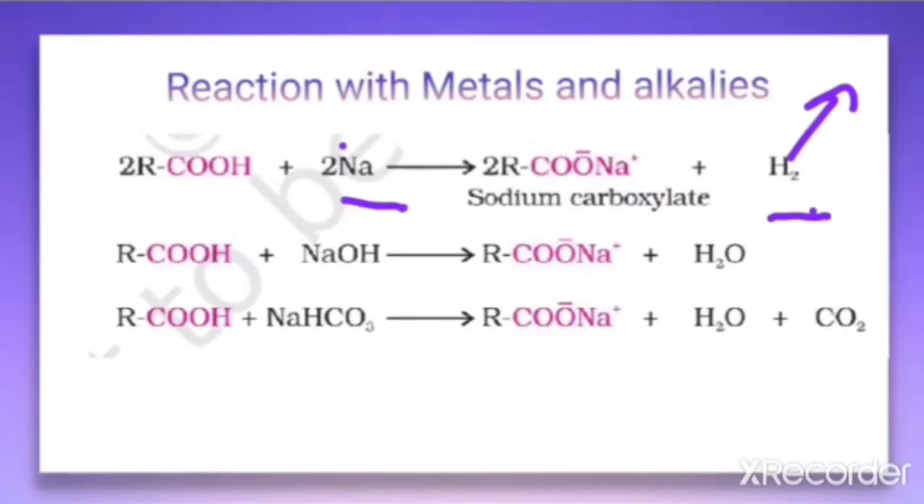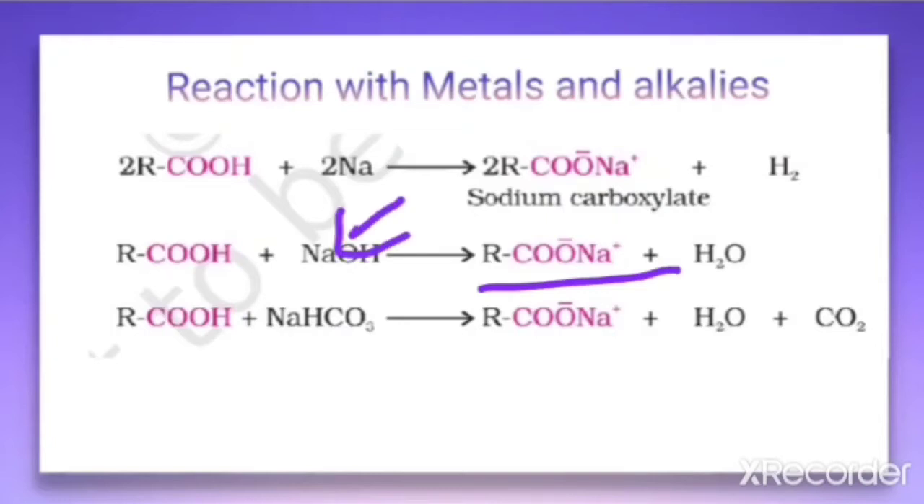And the carboxylic acid forms a salt when it reacts with alkalis like NaOH, similar to phenols. And they also react with weaker bases such as carbonates, like sodium carbonate and sodium hydrogen carbonate, to evolve carbon dioxide gas. So these reactions, that is the reaction of acid with sodium metal, reaction with alkalis, reaction with weak bases such as carbonates and hydrogen carbonates.